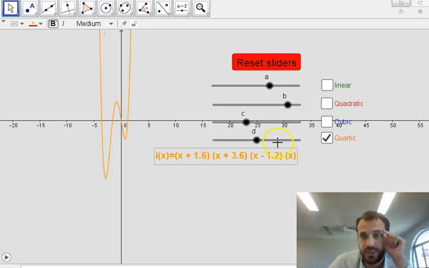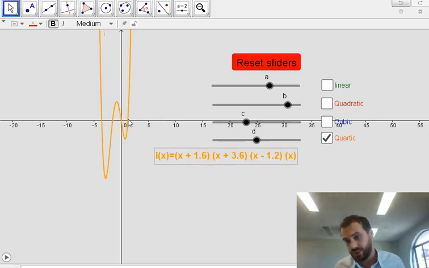The reason we have a 0 at 0 is because we're multiplying x, and that's x plus 0. This bracket here, x plus 0. And then we've got an x minus 1.2, and that's going to give us a root of x plus 1.2. Okay, so this is a quartic in factor form. We're looking at factor form here.